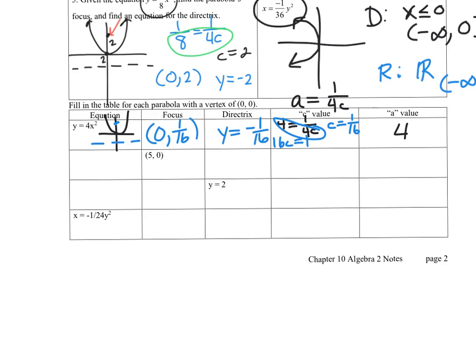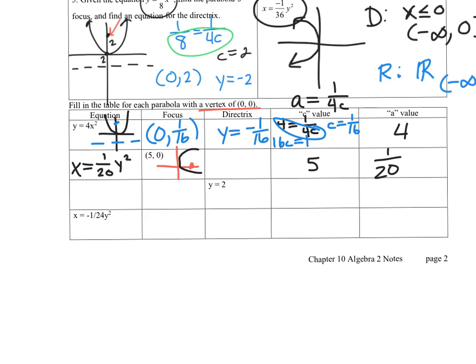And then the second one, the focus is at (5, 0). We already know the vertex is at (0, 0). So this parabola has to be opening to the right. So my c value is 5. My a value is 1 over 4c, so it's going to be 1 over 20. So I can do my equation, because it's going to the right, it's going to be x equals a y squared. So a is 1/20, and then it's y squared.